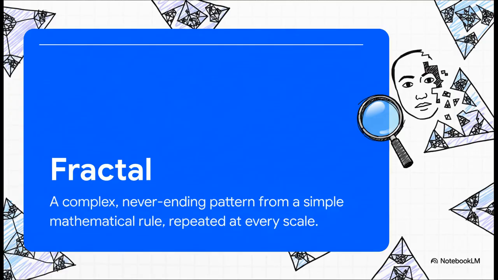Well, you've seen them everywhere. Think of a snowflake, or the branching pattern of a fern, or even a jagged coastline. It's a pattern that just keeps repeating itself, no matter how far you zoom in. You just keep seeing the same basic shape over and over again. It's infinite complexity, all born from one simple, repeated rule.